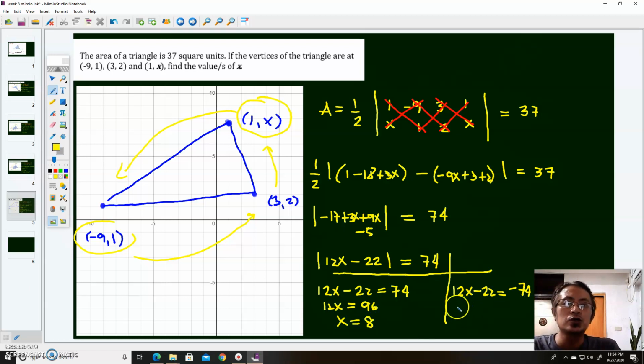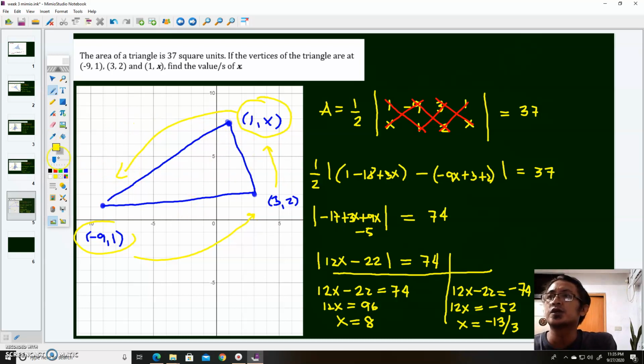Now in the other equation, we get 12x is equal to negative 74, and adding 22 on both sides, the right side would be negative 74 plus 22, or negative 52. And x is equal to negative 52 over 12. I think we can still divide this by 4, so that's negative 13 over 3. Now we have two values for x. x is 8: this must be the y coordinate wherein the point is above the x-axis.